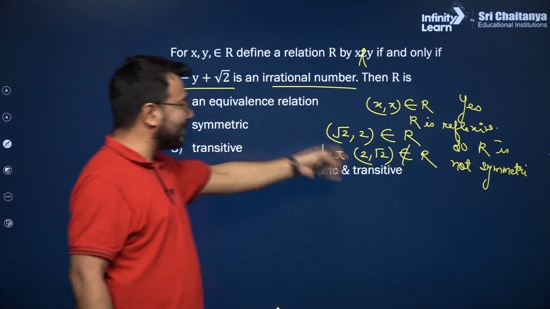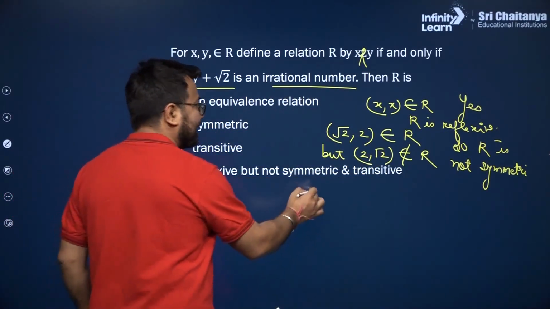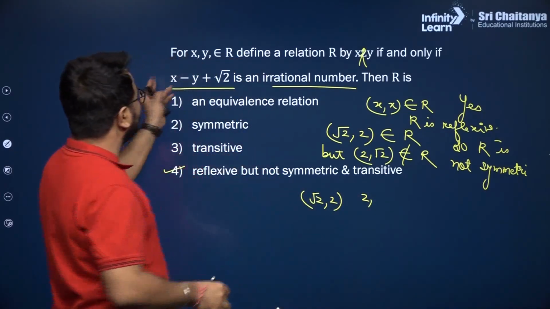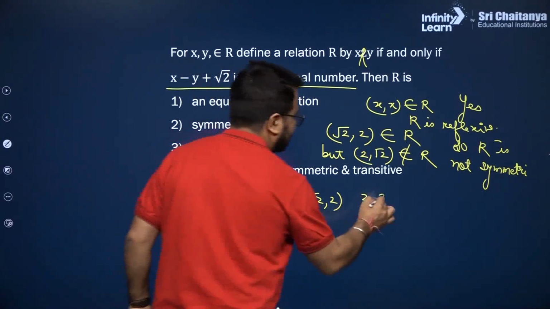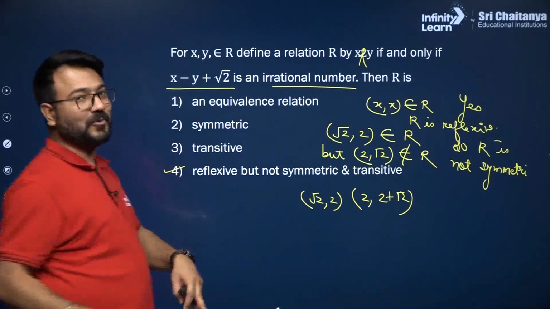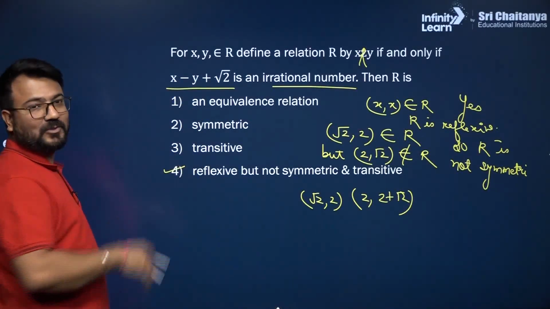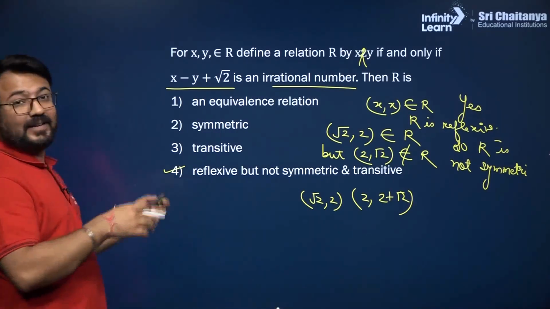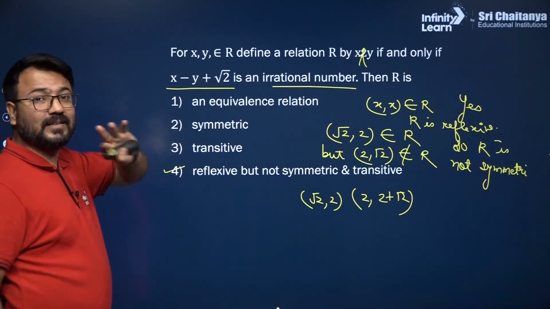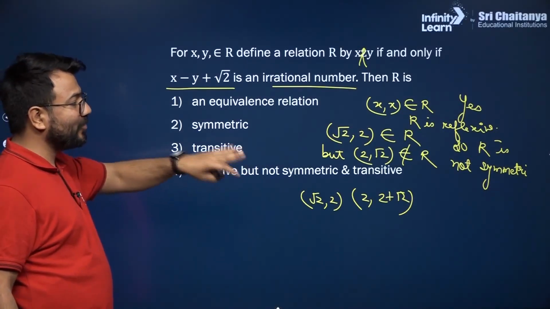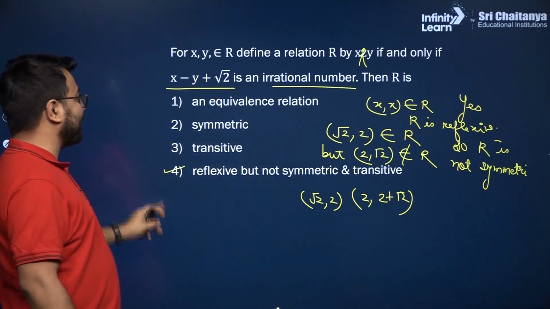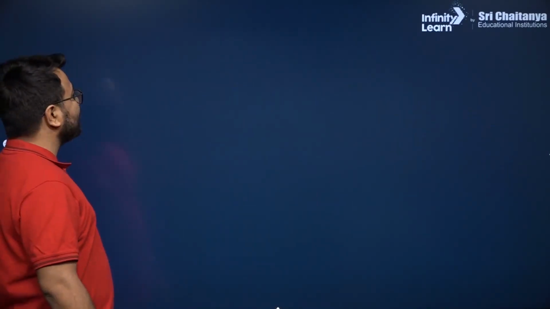But if you want, we can generate an example for transitivity: root 2 is satisfying with 2, 2 is satisfying with 2 plus root 2. Again, we can generate a third example: 2 plus root 2 is satisfying with 4 plus root 2. Finally we will observe that 2 plus root 2 is satisfying with 2 plus 2 root 2, so transitivity is not being satisfied. So R is non-transitive, R is reflexive only. So that is why option D will be the final answer. Let us move ahead to the next question.